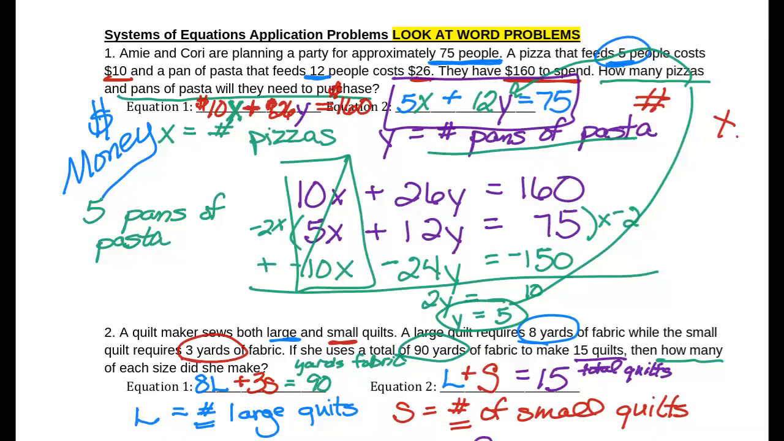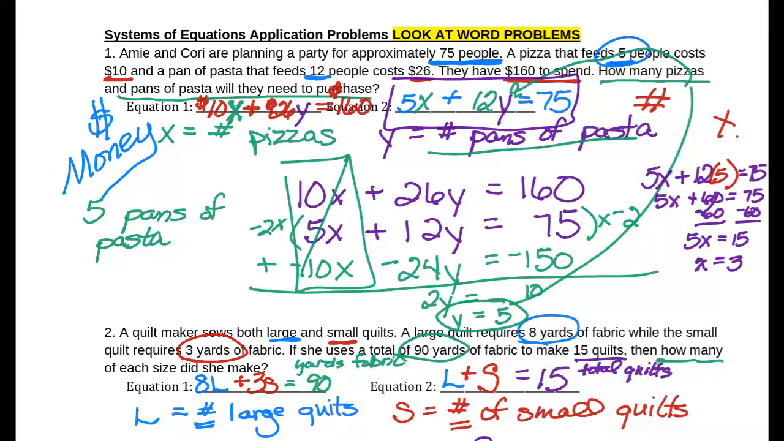All right, so over here I'm going to say 5 times x plus 12 times y, which is 5, is equal to 75. Okay, so 5x plus 60 equals 75. Subtract 60 from both, and 5x is equal to 15. So x is equal to how much? 3.